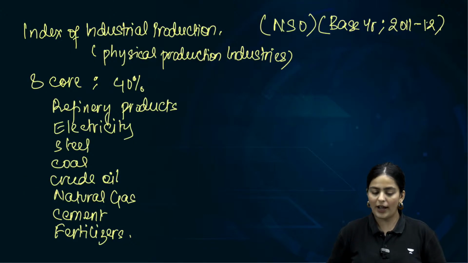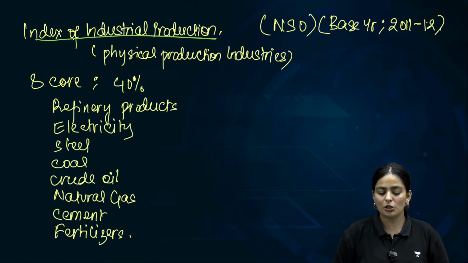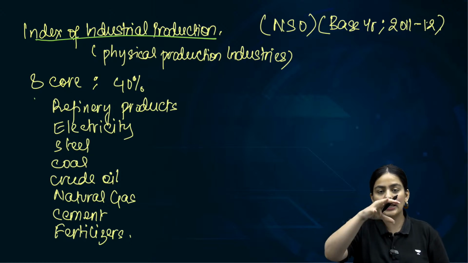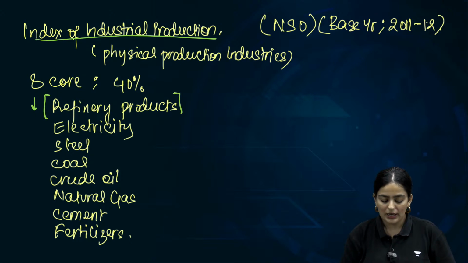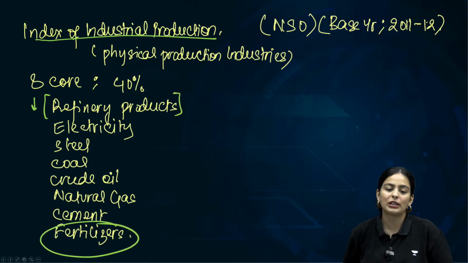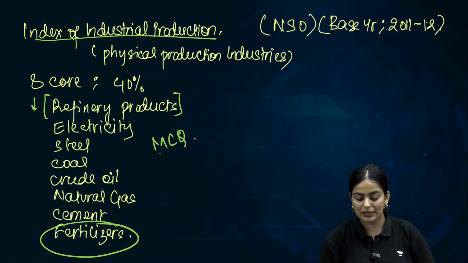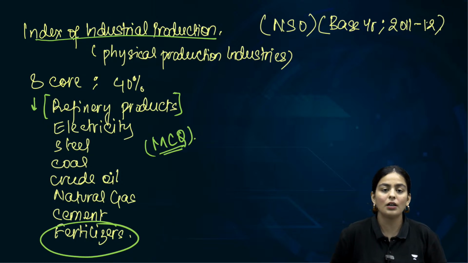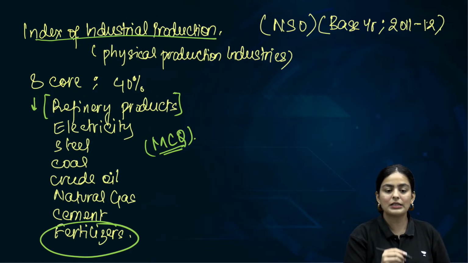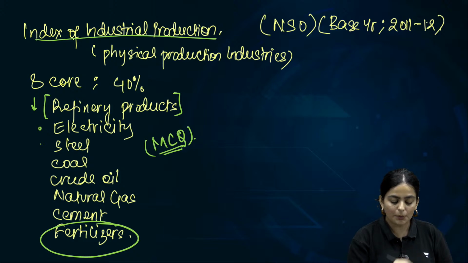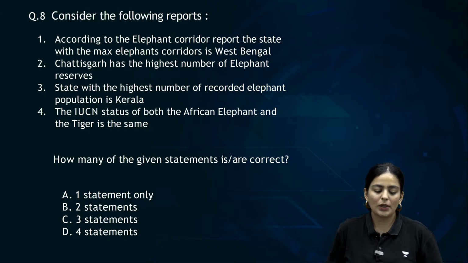Before that, I have added the information. This I'm sure you would have done in economy. Index of industrial production: this is the weightage in a decreasing order. The highest weightage is, of course, given to refinery products and the lowest weightage given to fertilizer. Sometimes it is important, an MCQ can be made on this. Please revise the particular order. The first being refinery products, the second being electricity, third being steel, and the last being fertilizers. Clear about this? Next question, everyone.